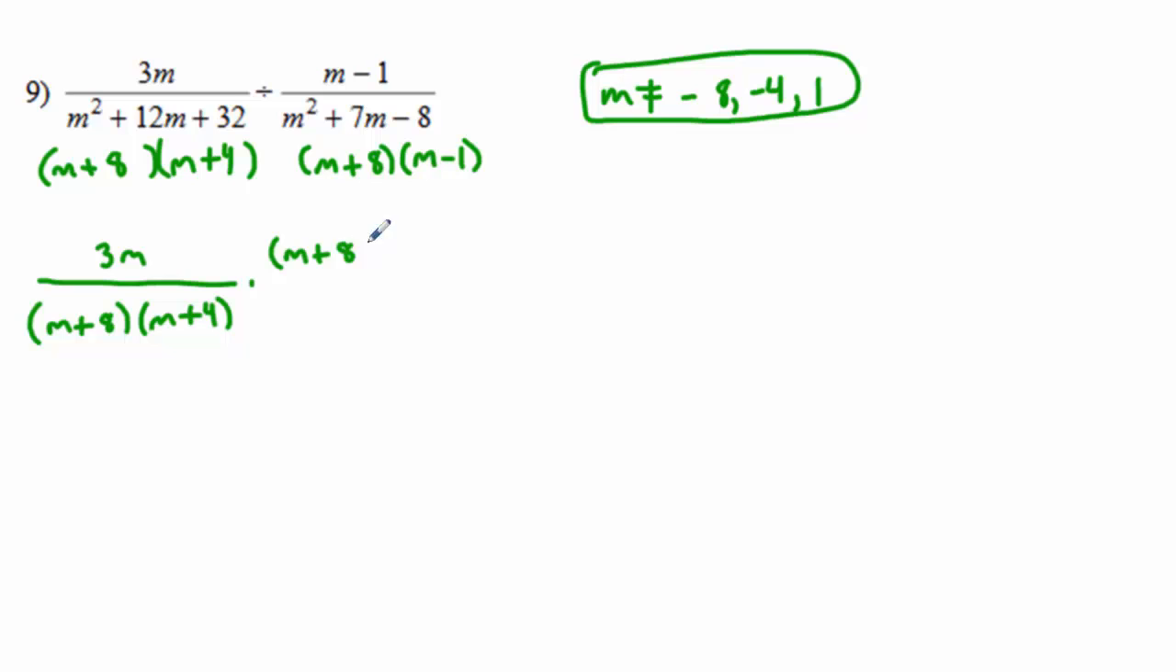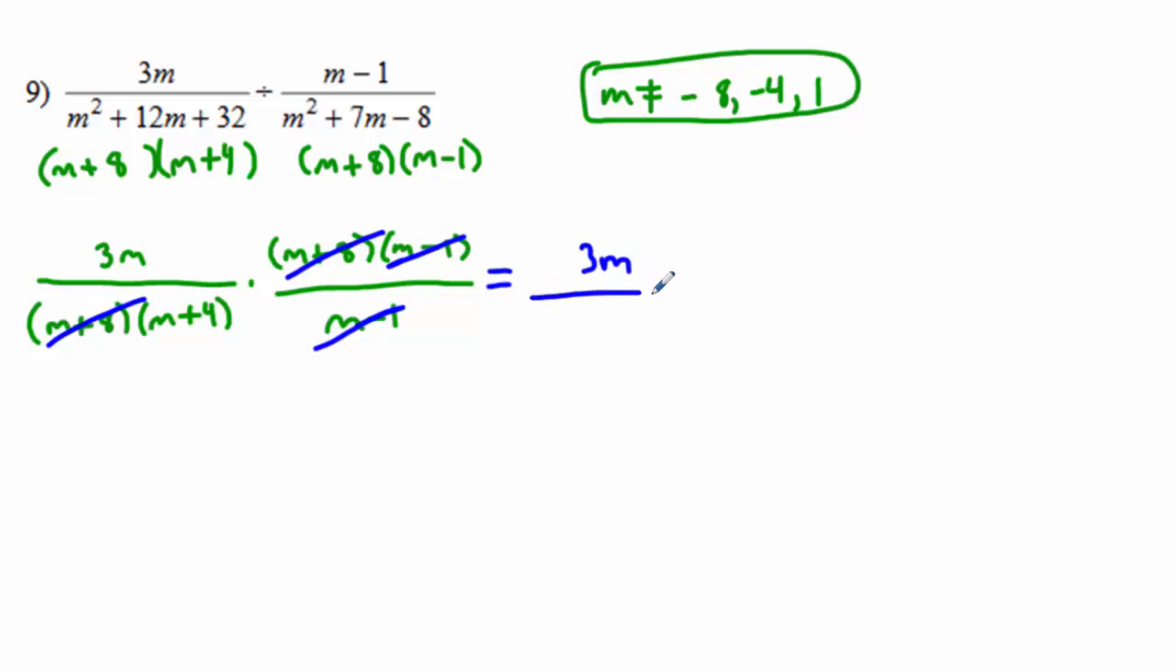So now m plus 8 and m minus 1 will be on top, and m minus 1 will be on bottom. The m plus 8's cancel, the m minus 1's cancel, leaving me with 3m over m plus 4.